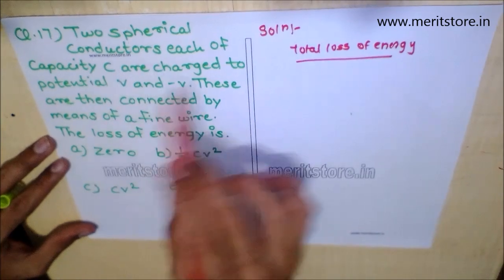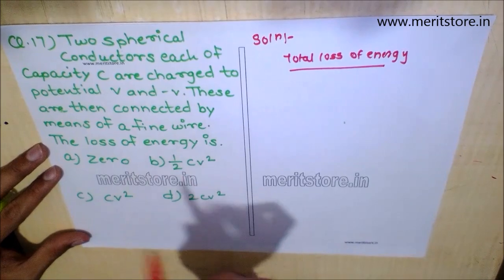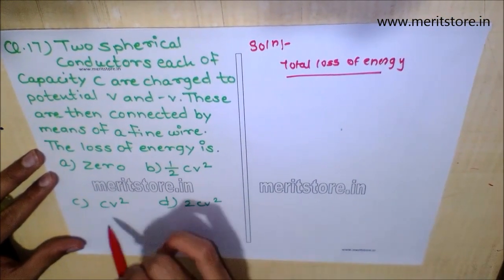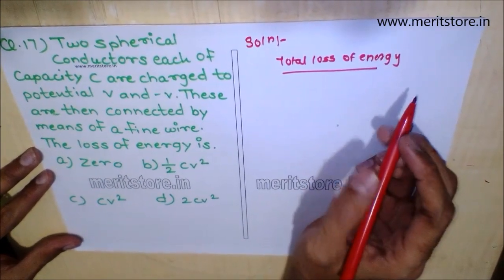Two spherical conductors, each of capacity C, are charged to potentials V and minus V. These are then connected by means of a fine wire. The loss of energy is 0, half CV square, or 2 CV square. So we need to find the total loss of energy in the capacitance.